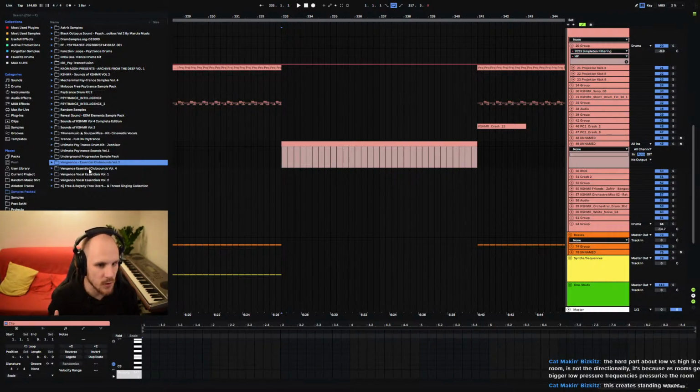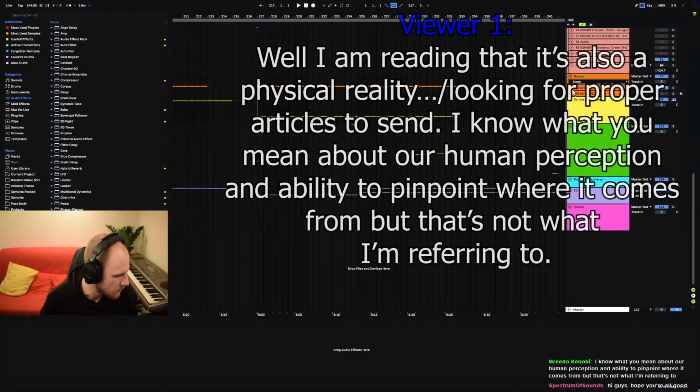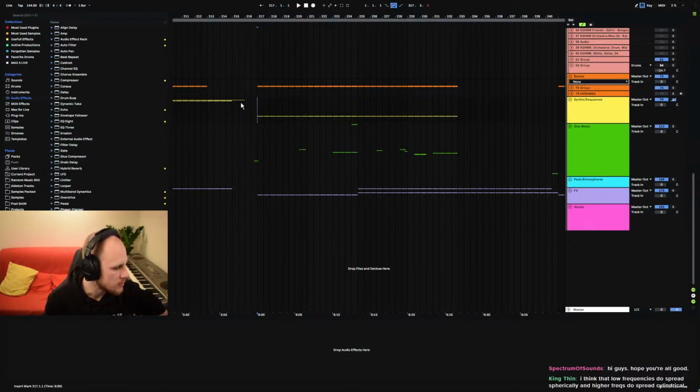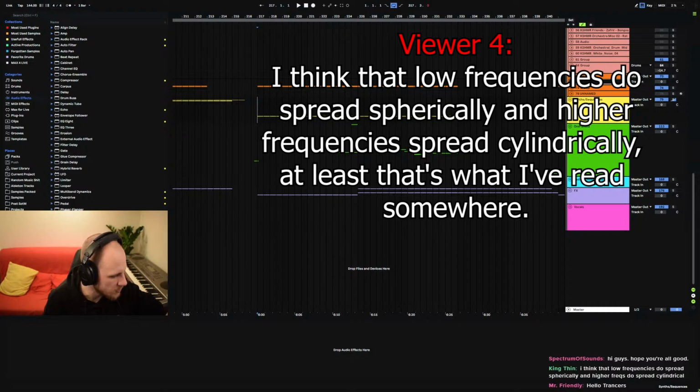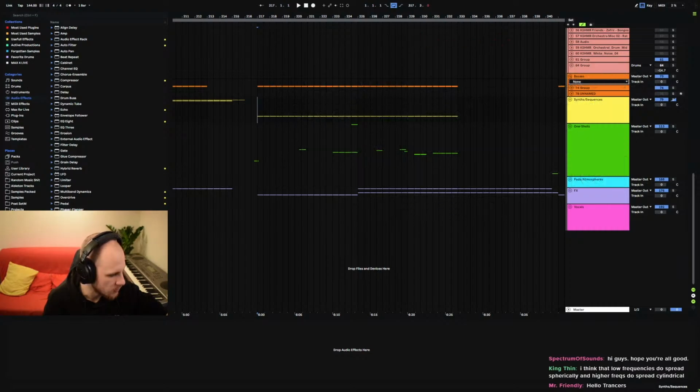And how sound functions in a room is independent of whether there's a human present to listen to it. Well, I am reading that it's also a physical reality. Looking for proper articles to send. I know what you mean about our human perception and ability to pinpoint where it comes from, but that's not what I'm referring to. It does seem that way with the way that the copy-paste is written before. I think that low frequencies do spread spherically and higher frequencies spread cylindrically. At least that's what I've read somewhere. I don't think so.